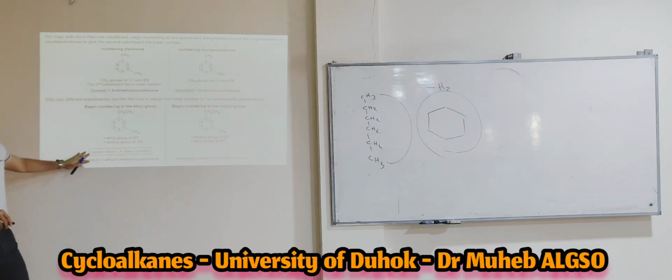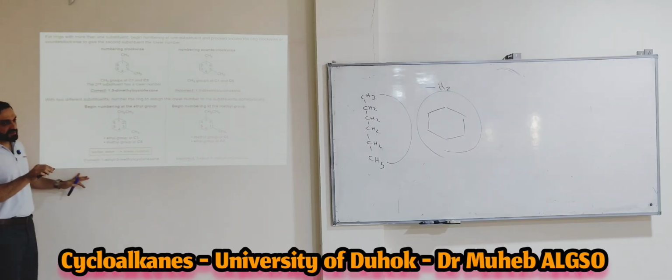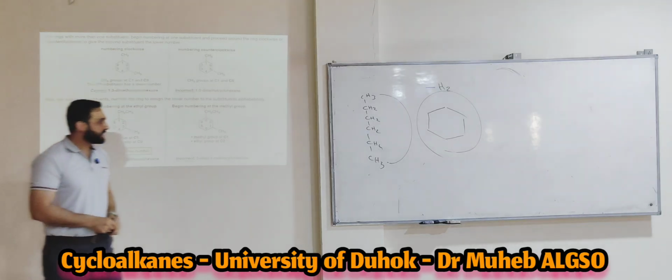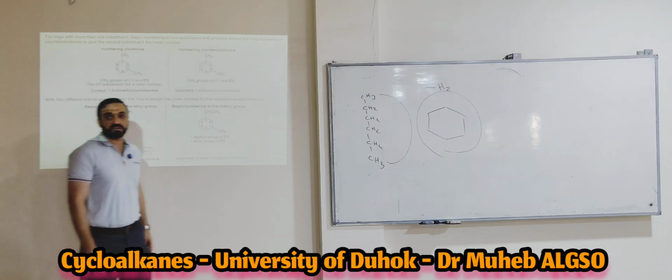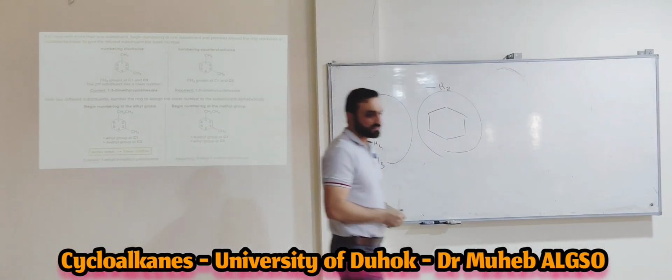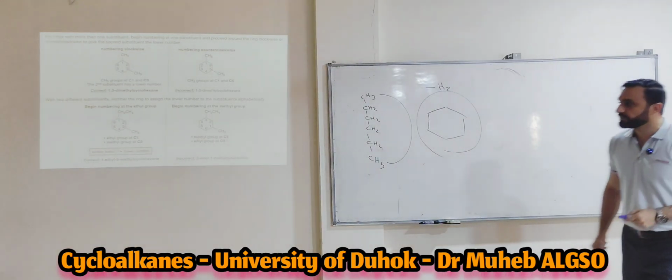Do you have a question? No question. So the answer will be what? 1 ethyl, 3 methyl cyclohexane. If you go the other way, putting 1, 2, 3 like this, this is an incorrect answer. Clear? Do you have a question?